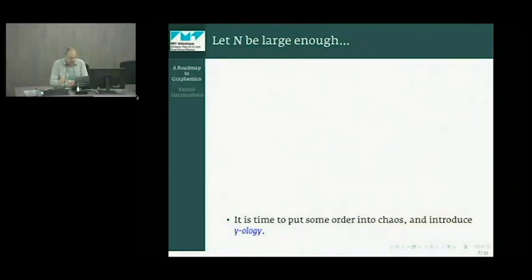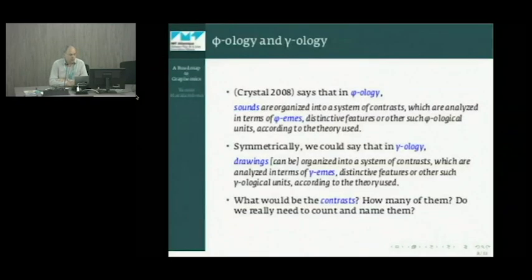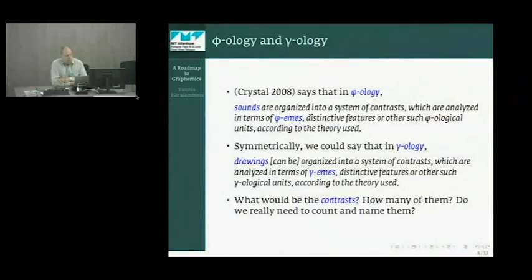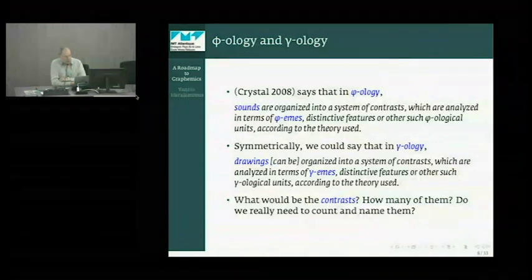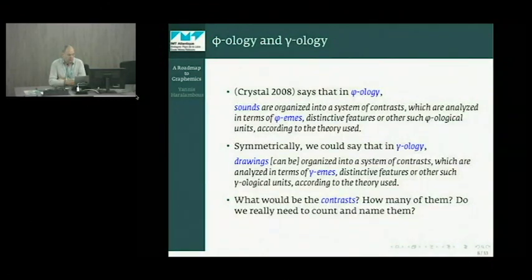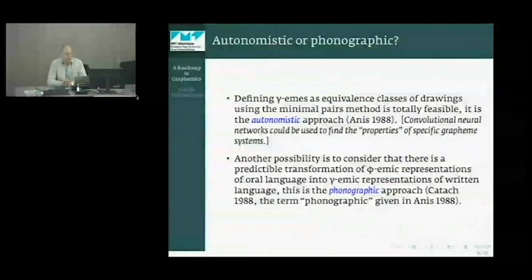And whatever the method, now we are arriving at the definition of graphology. So I will not say graphology, because the term graphology has been used by a pseudoscience. So graphology, how would we define this? And I take the symmetric definition of phonology, definition of sounds organized into a system of contrasts and become phonemes. So we can imagine a system of contrast for drawings and obtain γ-emes, graphemes. So what would be these contrasts? How many of them are there, and do we really need to count them?